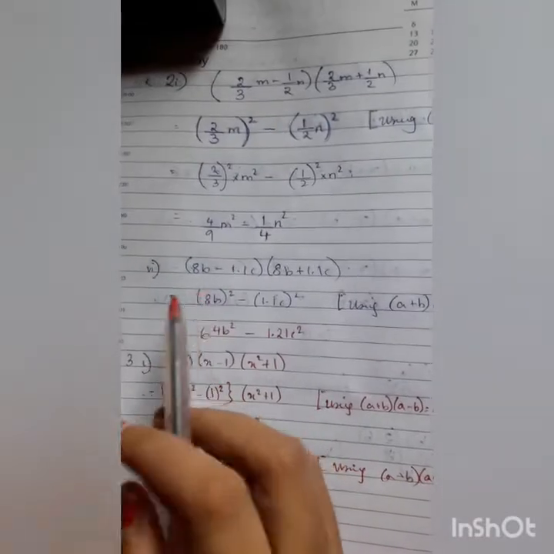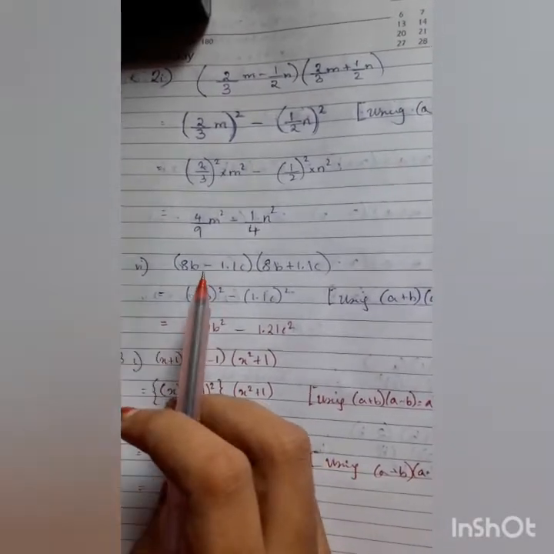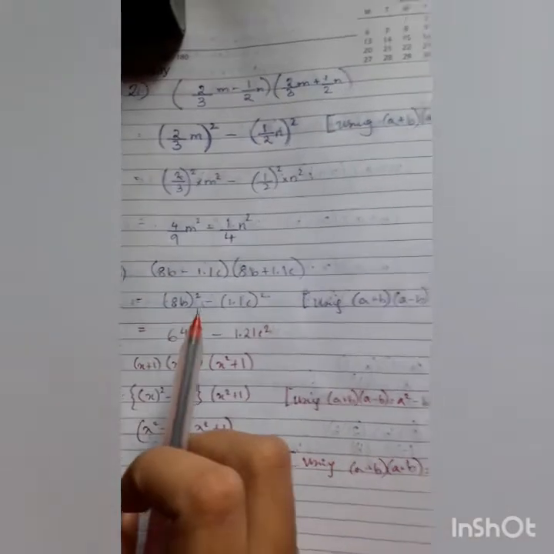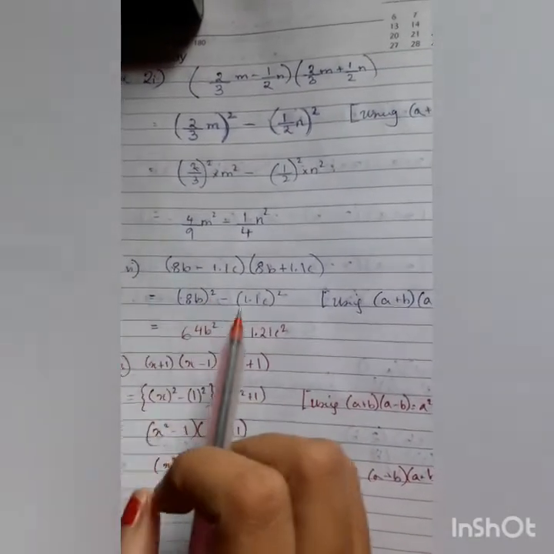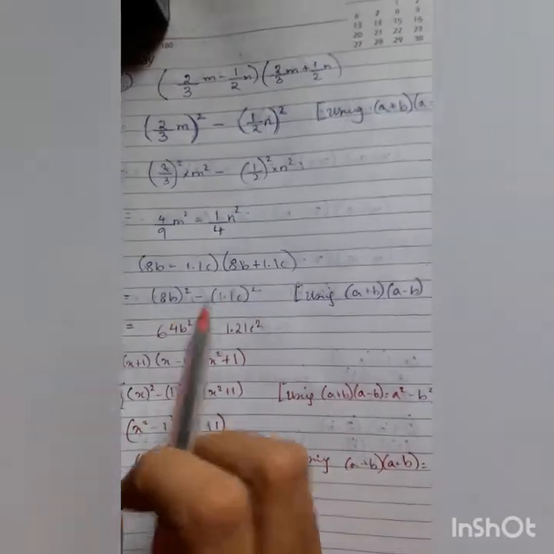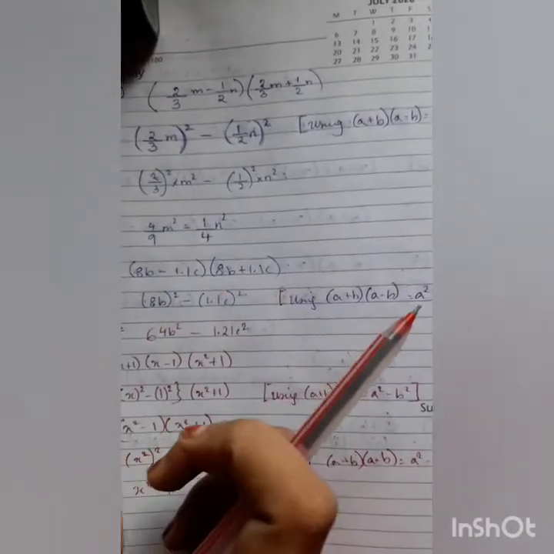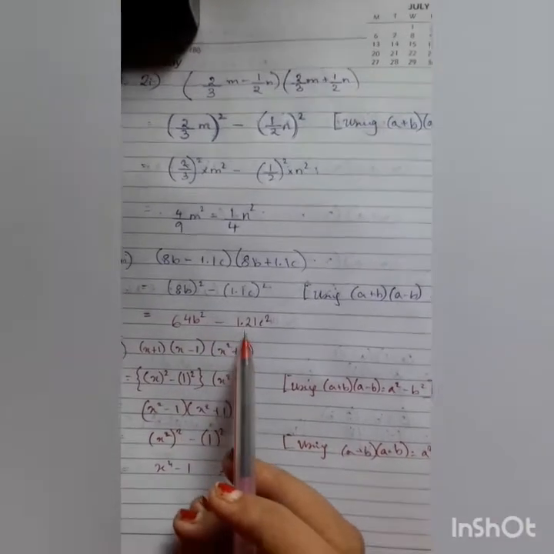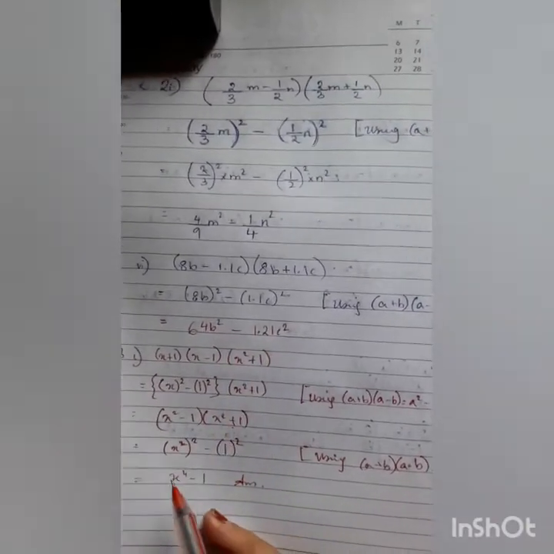See number 6, part 6. (8b minus 1.1c) into (8b plus 1.1c). All similar type sums. First term square minus second term square, using the formula (a plus b) into (a minus b) equal to a square minus b square. 64b square minus 1.21c square. So that is our answer.